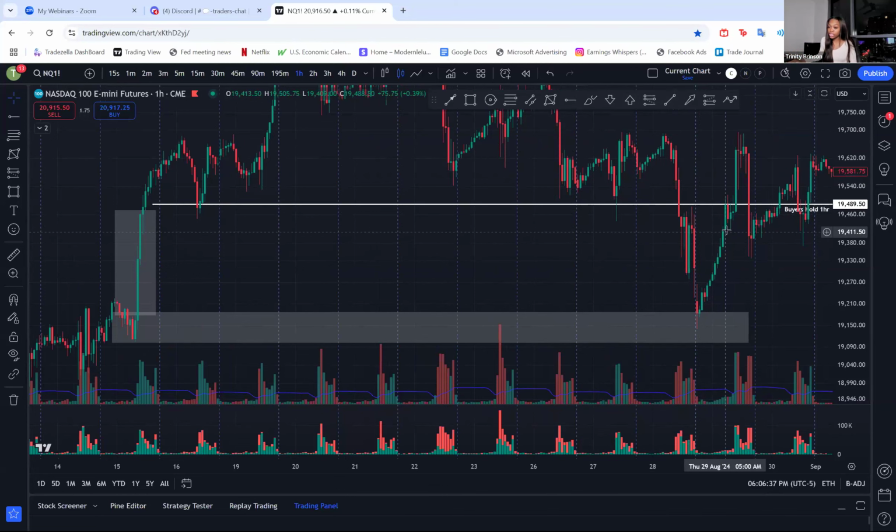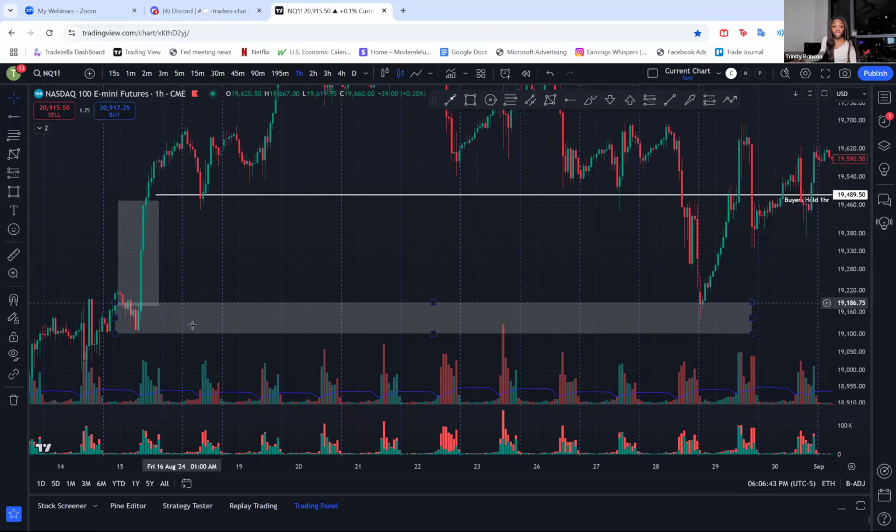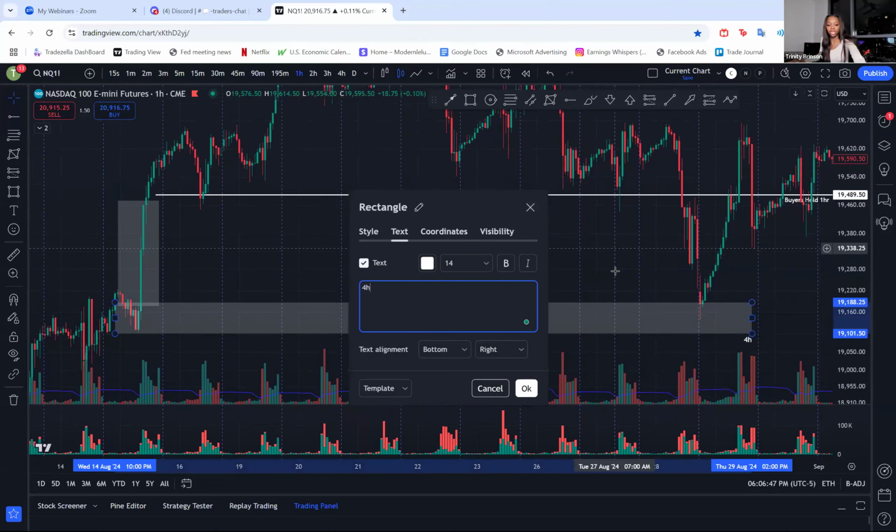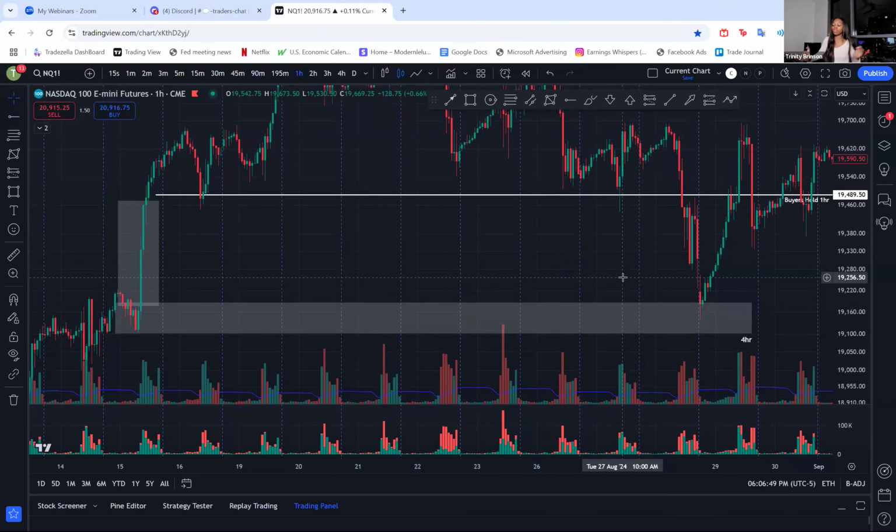Okay, as long as we stay under this 19,489 level, I'll be interested in shorts, looking to fill the imbalance down into that 4 hour demand zone. Remember, we had that 4 hour demand zone. All right, remember I said we can use all of these levels as entries, targets, and stop losses.